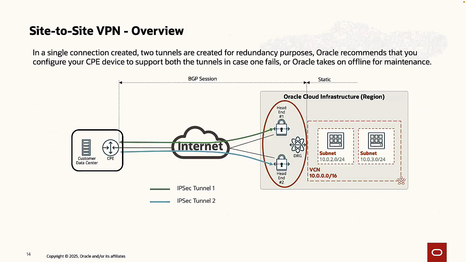So in a single site-to-site connection created, 2 tunnels are created for redundancy. If you have a single connection created for site-to-site VPN, by default, OCI provides you 2 tunnels for redundancy purposes. So you can make use of both the tunnels in case one fails or Oracle takes it offline for maintenance.